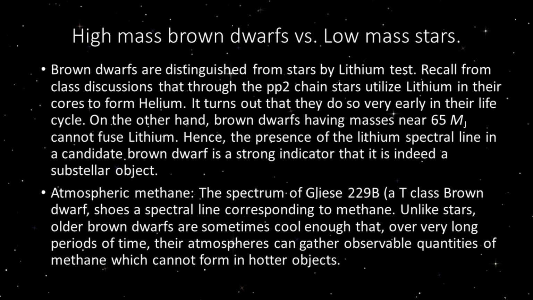Hence, the presence of the lithium spectral line in a candidate brown dwarf is a strong indicator that it is indeed a substellar object. Some brown dwarfs contain atmospheric methane. The spectrum of Gliese 229b, a T-class brown dwarf, shows a spectral line corresponding to methane. Unlike stars, older brown dwarfs are sometimes cool enough that over very long periods of time, their atmospheres can gather observable quantities of methane, which cannot form in hotter objects.